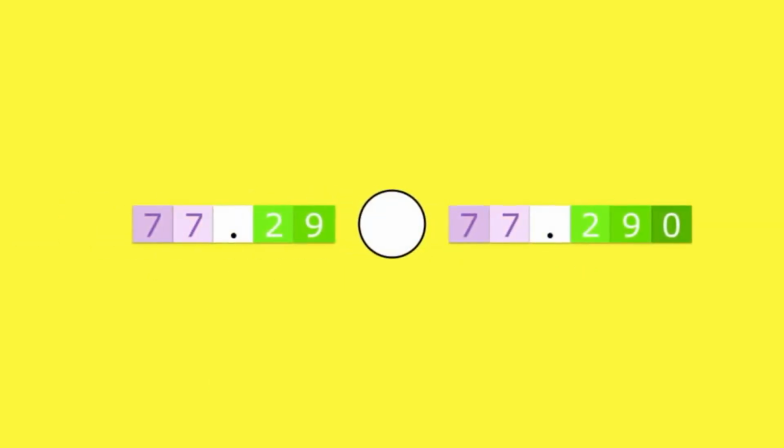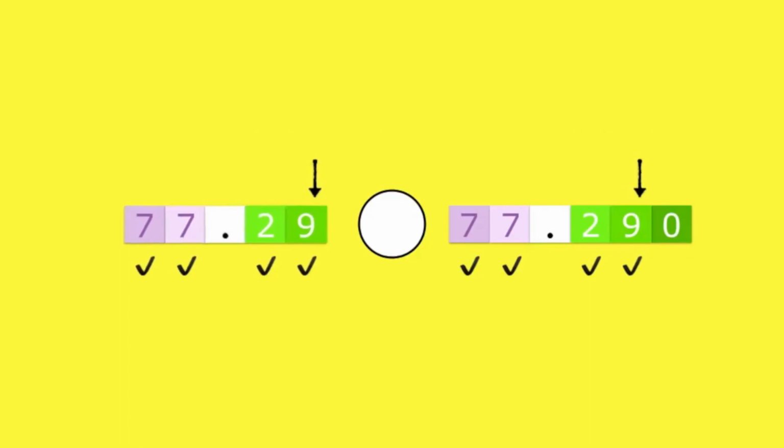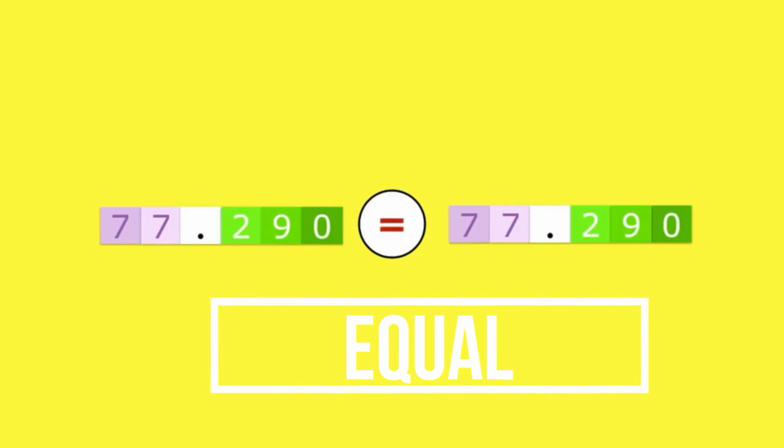Let's examine our last number pair. Starting from the left, I see that the tens place is the same. The ones place is the same. The tenths place is the same. And the hundredths place is the same. The left number doesn't have a thousandths digit, but since it is after the decimal point, I know I can always add a 0 to the end without adding value. All of my place values are the same. This must mean that the numbers are equal.